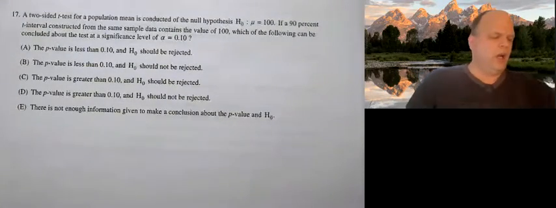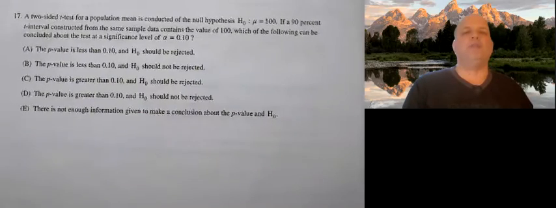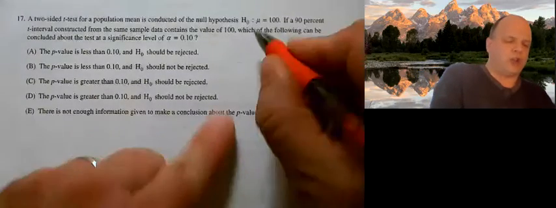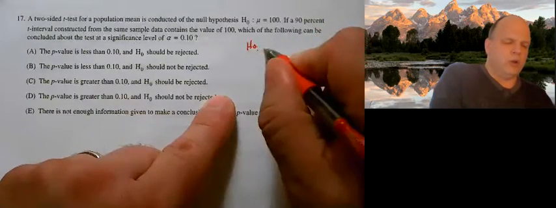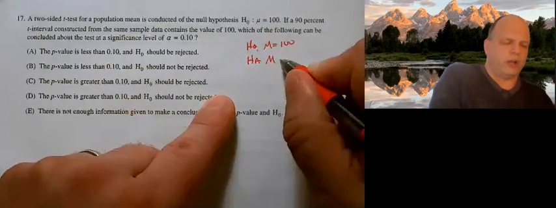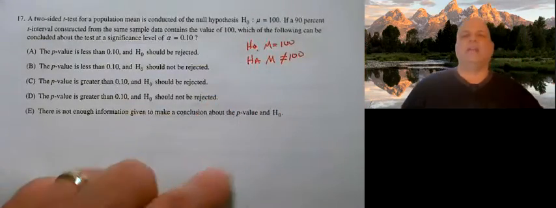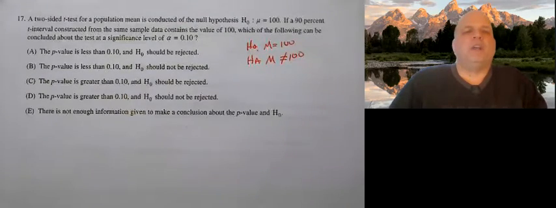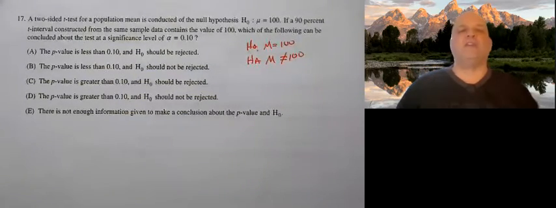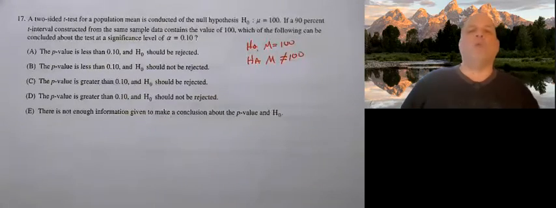Number 17, a two-sided t-test for a population mean is conducted of the null hypothesis mu equals 100. Well, if they're telling us H0 mu equals 100, then the alternative, since it's two tails, is going to look like that. If a 90% confident t-interval constructed from the sample data contains the value of 100, which of the following can be concluded about the test at a significance level of alpha equal 0.10?